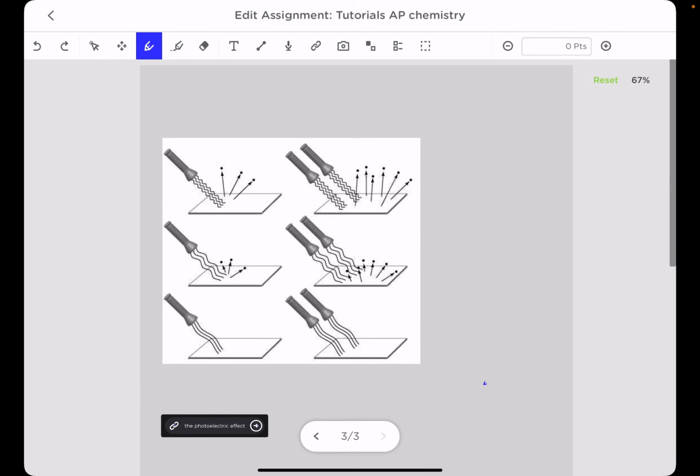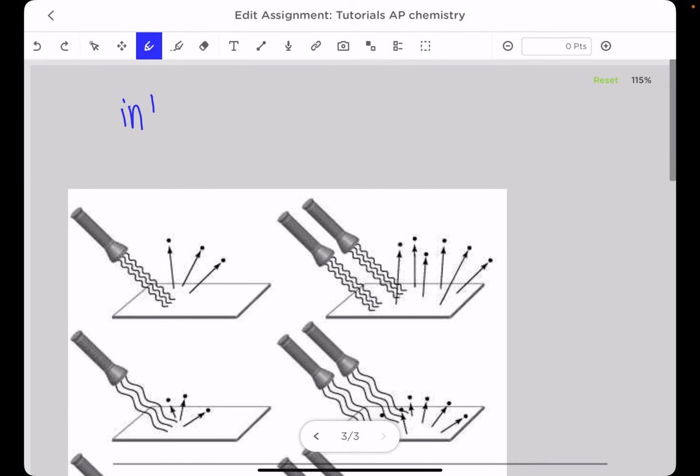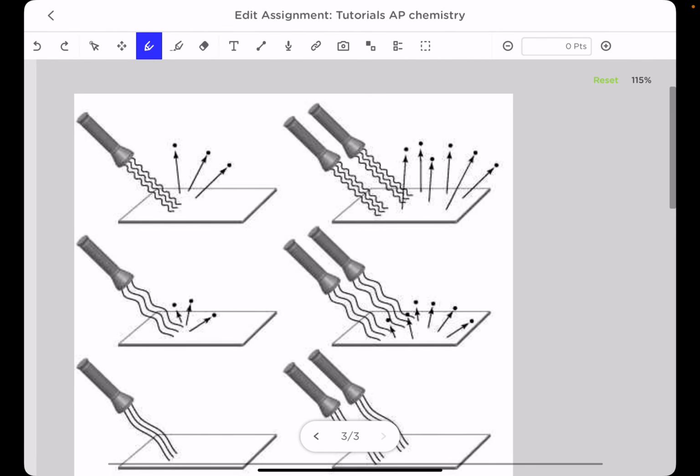Now, one last thing, because I still want to explain the effect of amplitude. When I say amplitude, I mean by this the intensity of light. And this is the best example given.